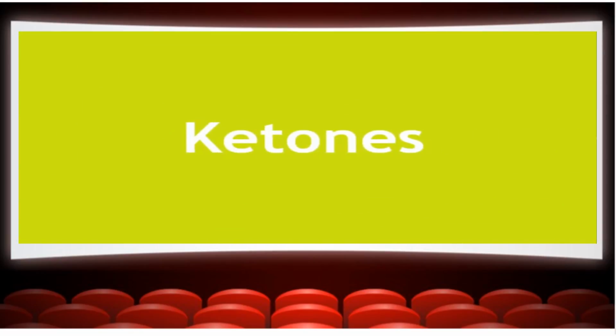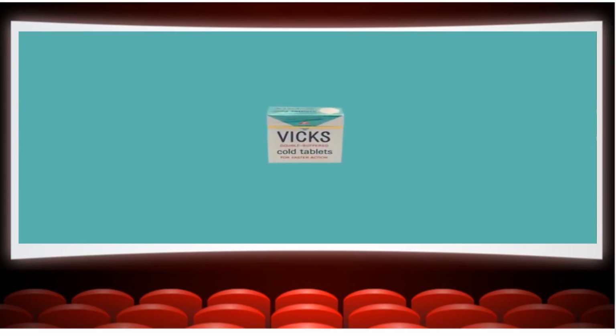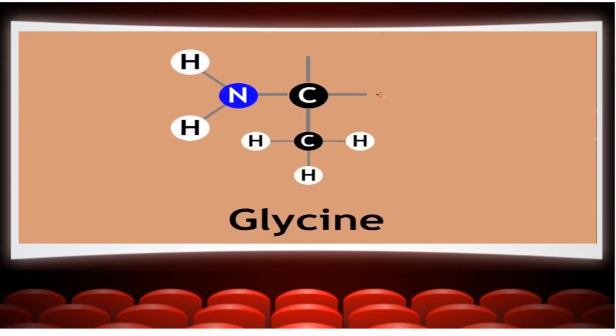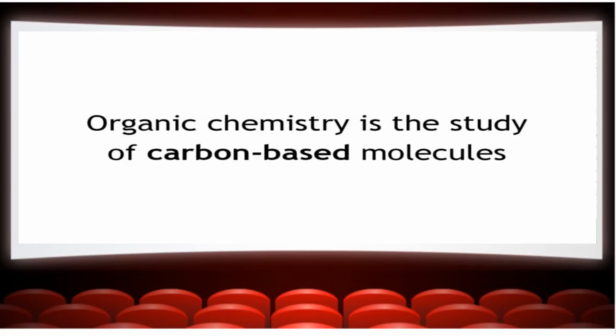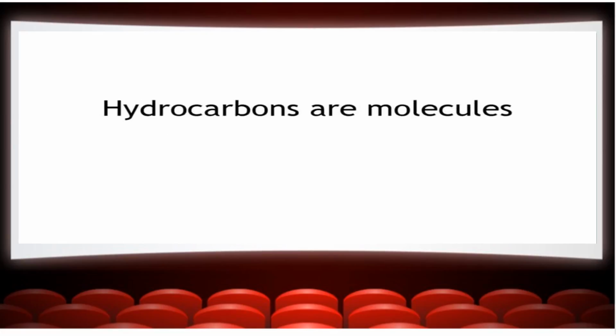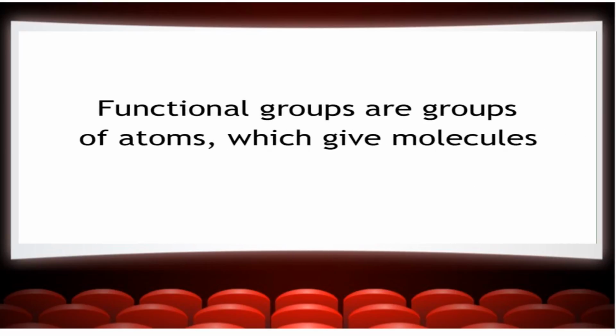There are lots more functional groups. Esters, which give molecules a sweet smell and make them useful for perfumes and flavourings. Ketones, which make molecules useful as solvents. Amines, which can be used as dyes and are useful in making medicines. Some molecules have more than one functional group and have different properties still. Now, by the end of this video, you should know that organic chemistry is the study of carbon-based molecules, and that hydrocarbons are molecules containing hydrogen and carbon only. You should also know that functional groups are groups of atoms which give molecules similar properties.